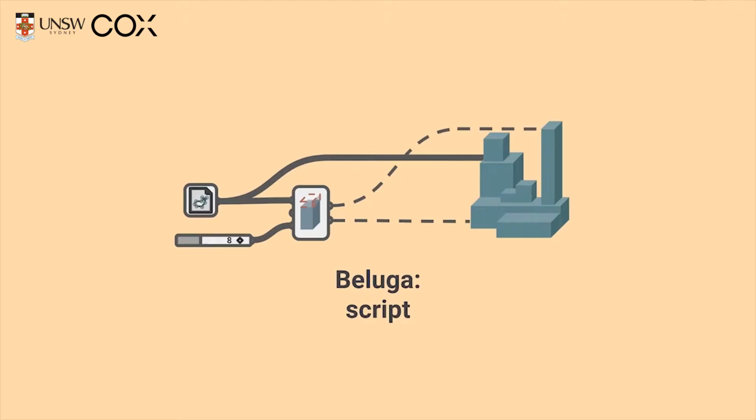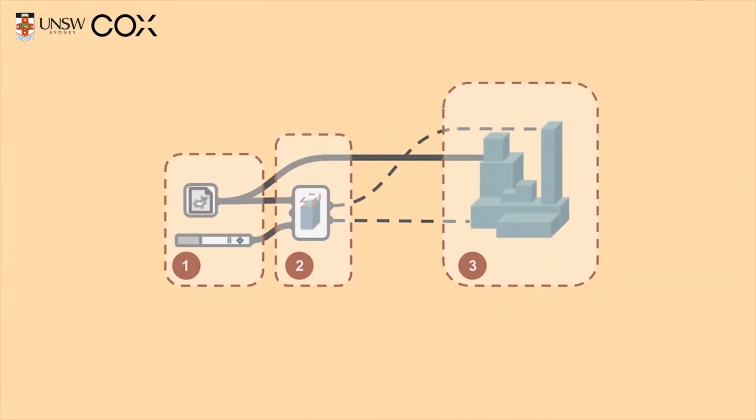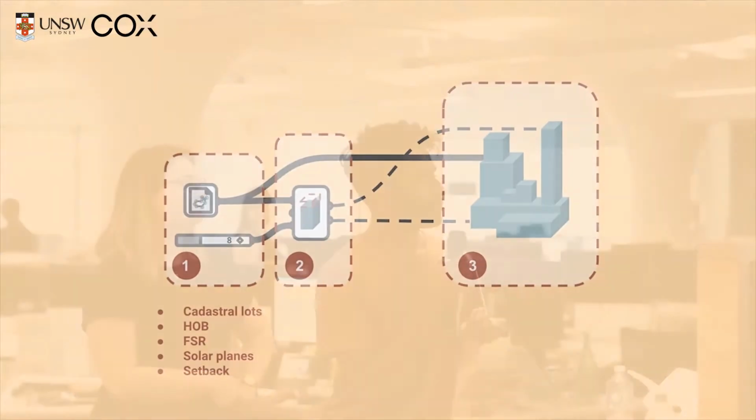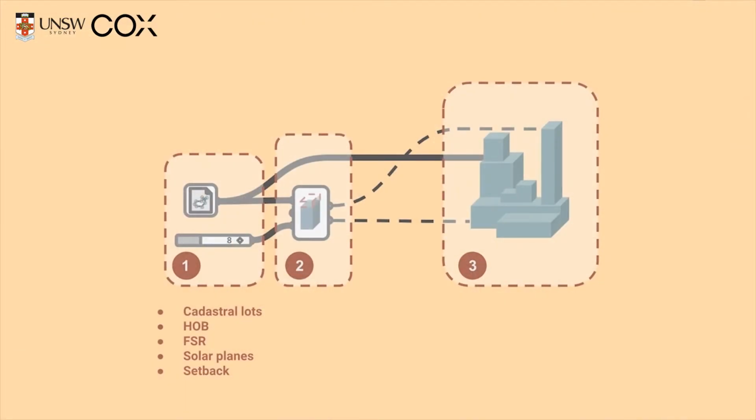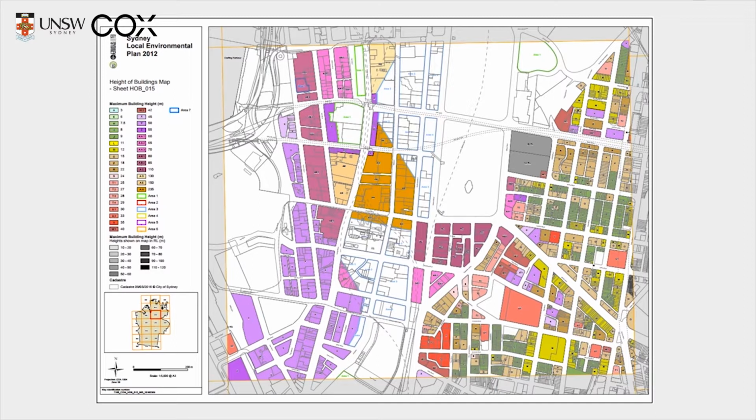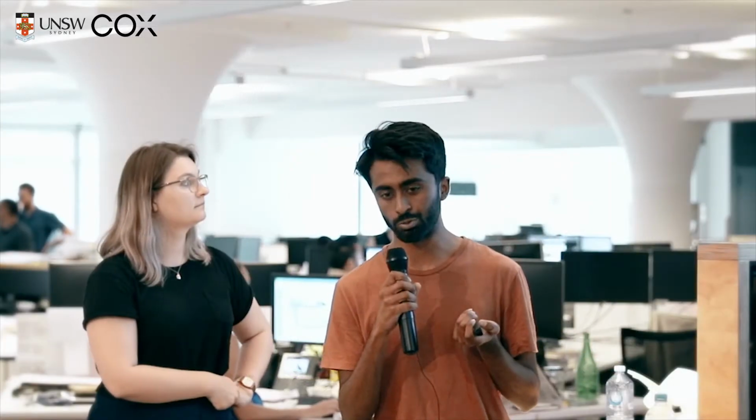So this brings us to Beluga, which is the Grasshopper script that generates the permissible building envelopes. And when we talk about scripts, there's generally 3 things we have to consider: the inputs, so what we need to start off with, the processes that happen to the inputs, and the third one is the outputs, which would be the building envelopes. So what we need for inputs for our script were the cadastral lots, the right LEP regulation. For the sake of this research, we just used height of building and FSR, sun planes, and the setbacks.